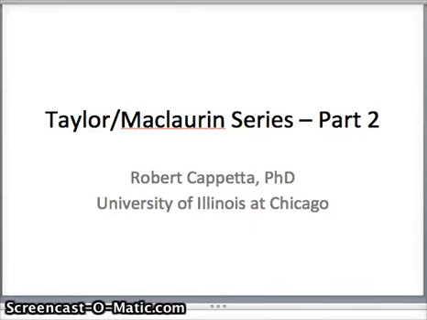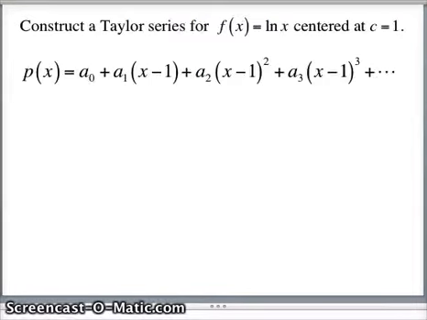This is Bob Capetta from the University of Illinois at Chicago, and this is Taylor and Maclaurin series part 2. We're going to find the interval of convergence for our Taylor series for f of x equals natural log of x, centered at c equals 1. So this was the question that we looked at.